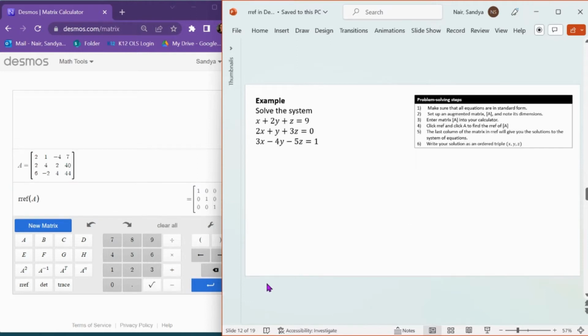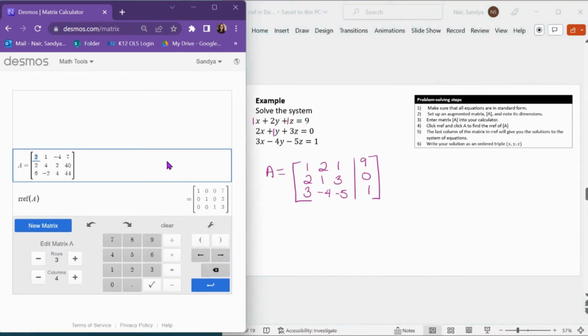So let's go ahead and practice now with some examples. You notice that all these equations are already in standard form. So we're going to go ahead and set up our augmented matrix A. When I set up the augmented matrix, I want to go ahead and add in those coefficients of 1 that are implied in my equations, because that just helps me keep track of these. So I'm going to write the first row, which is 1, 2, 1, and then 9. And then the second row is going to be 2, 1, 3, 0. And then the third row is going to be 3, -4, -5, and 1.